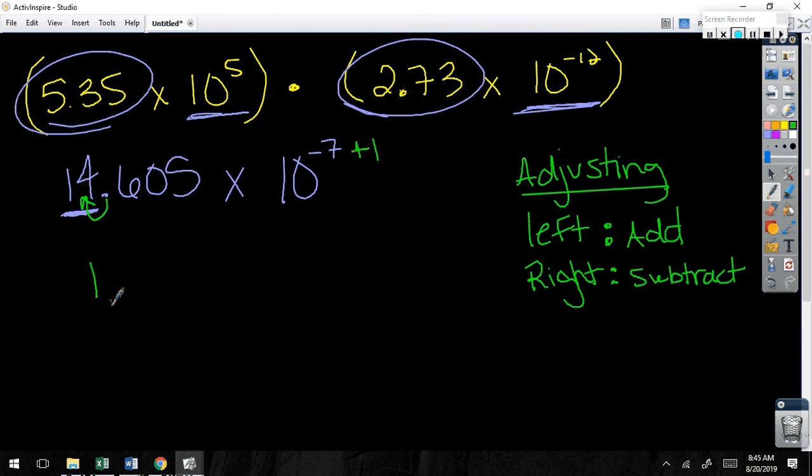So 1.4605. Everybody okay? What if you were dividing? Subtract. Same exact thing, but I would subtract the exponents instead. All right, y'all. Just copy.